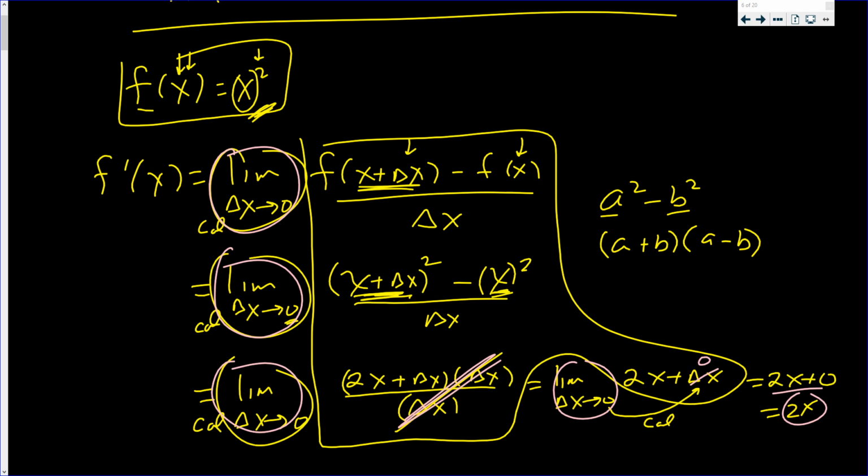Notice, once I plugged in 0 for delta x, I do not say limit anymore. Only say limit when you're honestly taking a limit. And when you're evaluating 2x plus 0, you're no longer taking a limit.